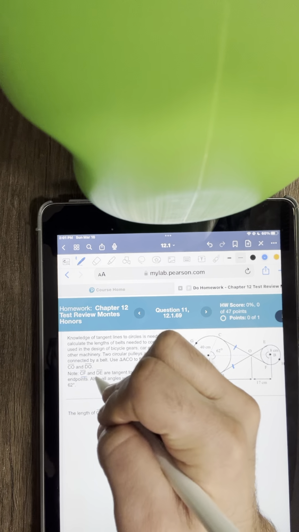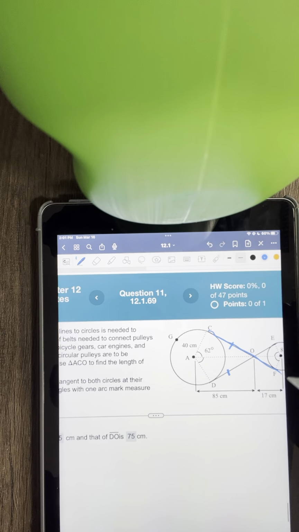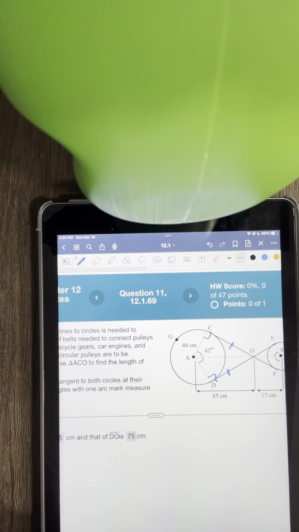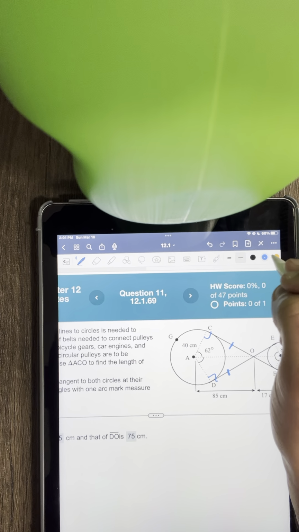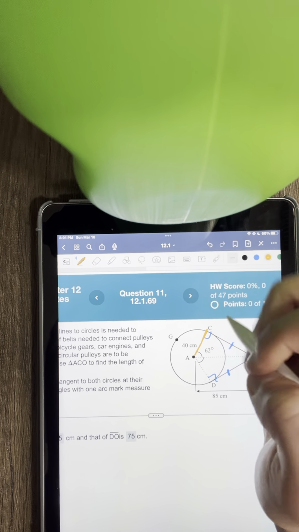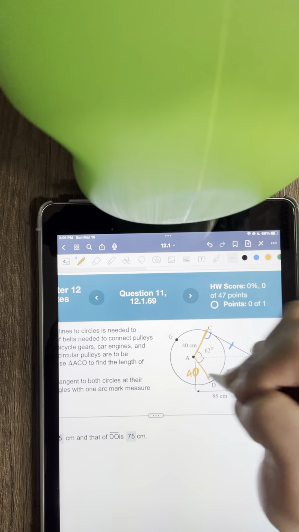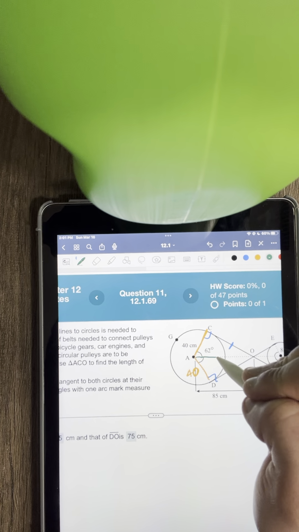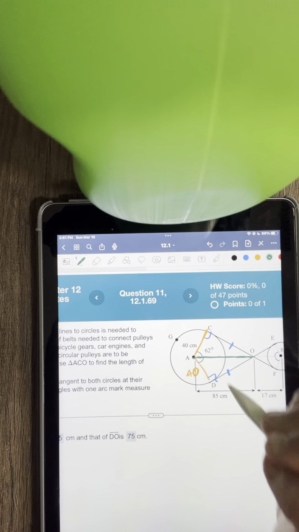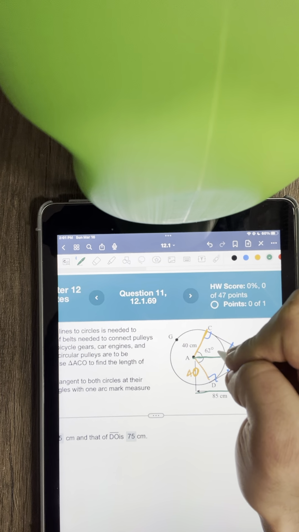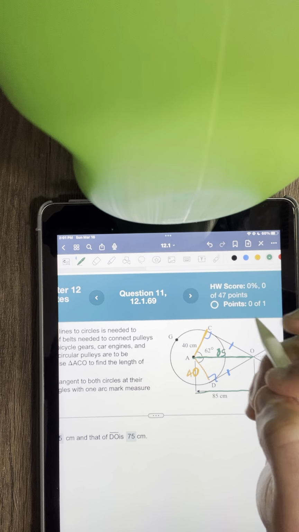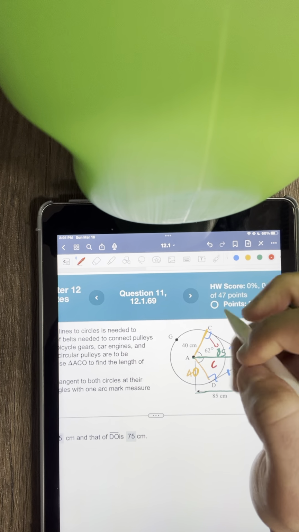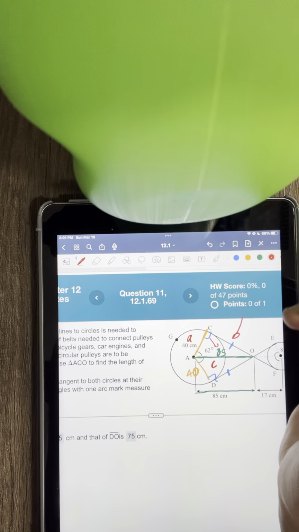So CF and DE are both tangent, so CF is tangent, so that means I can put a 90 here and a 90 there. Now, if I know that this radius is 40, that means this radius is also 40. And what do I know about this length right here? It's 85. So really, don't I just have a Pythagorean theorem? This has to be my C. This would have to be my A, and this has to be my B.